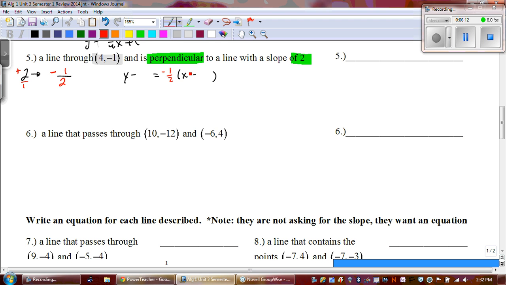Our slope is negative 1/2, (4, -1). So that changes to a positive. And then it's the same thing, okay? We distribute first. Y plus 1 stays the same. You get negative 1/2 x. And a negative times a negative is a positive. Half of 4 is 2. Get the y by itself, subtract 1 from both sides, and we get y equals negative 1/2 x plus 1.